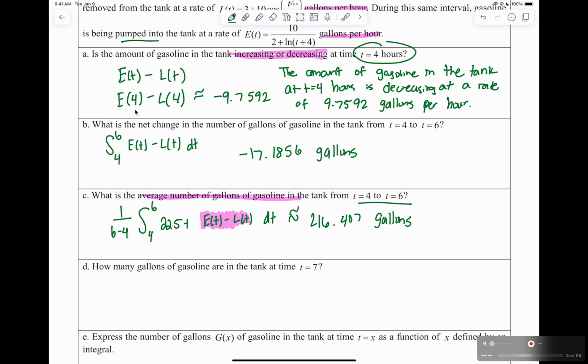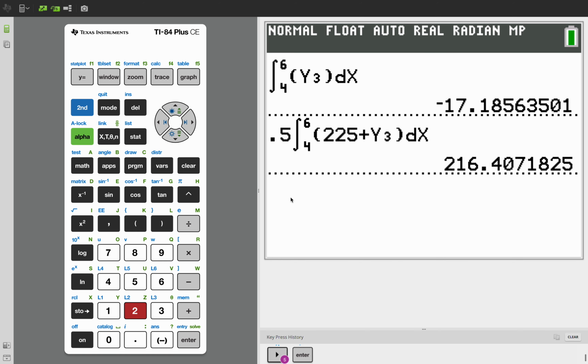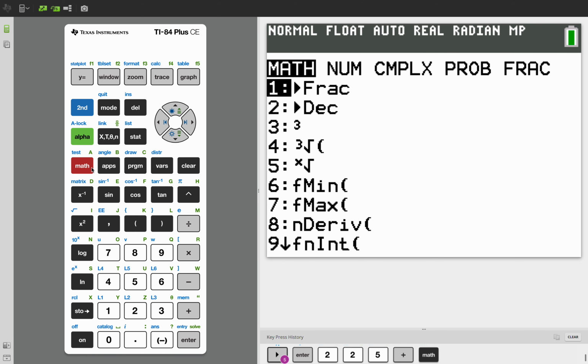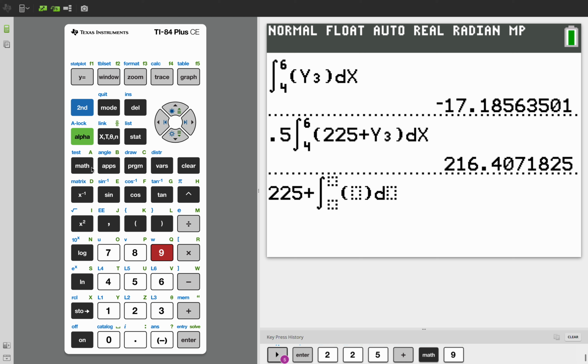Okay, part D says how many gallons of gasoline are in the tank at time t is equal to 7. Once again, we need to include 225 in our answer somewhere, somehow. So we're going to have 225 plus the integral from 0 to 7. And then, of course, your E of t minus L of t dt. Okay, so once again, I have 225 plus the integral from 0 to 7, and then y3.